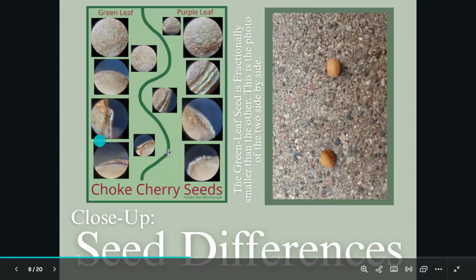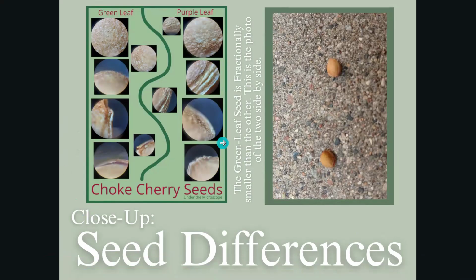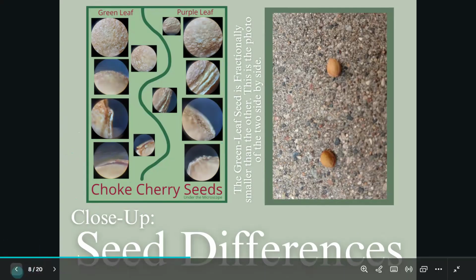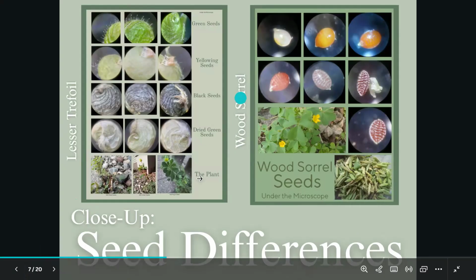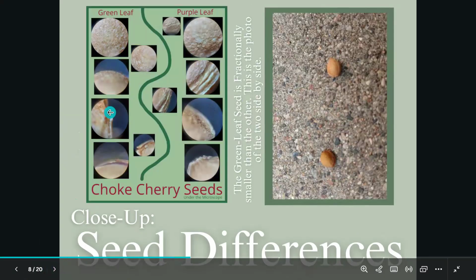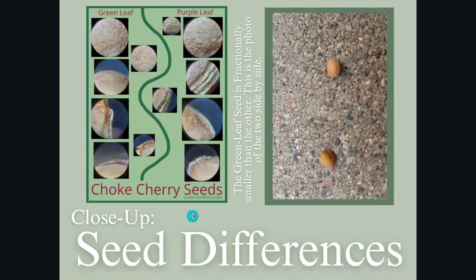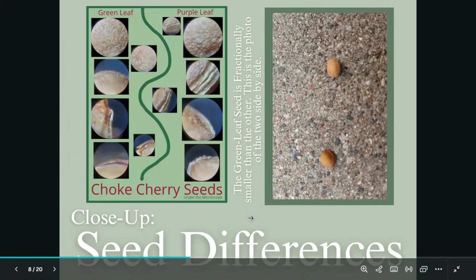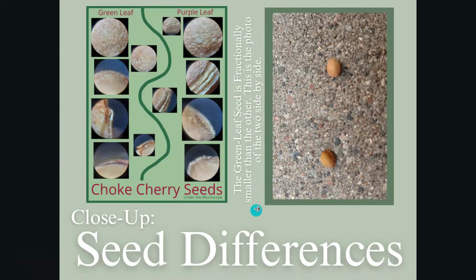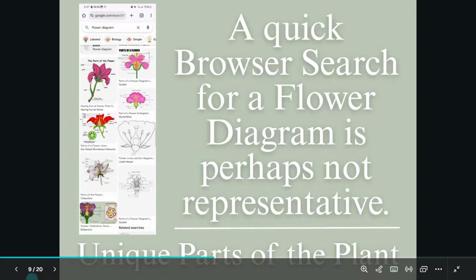Choke cherries, the green versus the purple leaves. Some might call them red leaves. I call them purple. But just looking at those seeds, obviously we had a huge difference with the lesser trefoil versus the wood sorrel. But with the choke cherries, there was very, very little difference. I think it says here the green leaf seed is fractionally smaller than the other. And this is the two of them side by side.